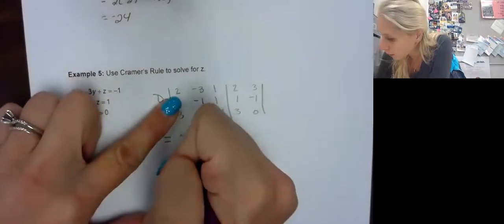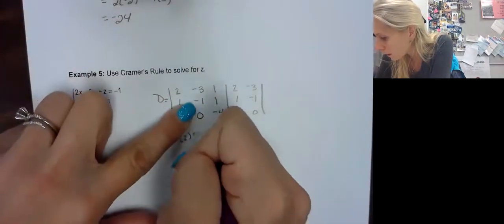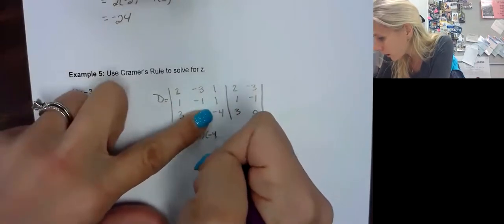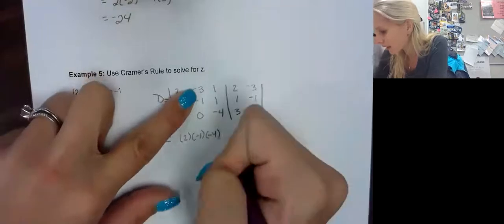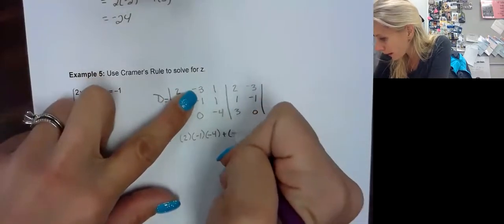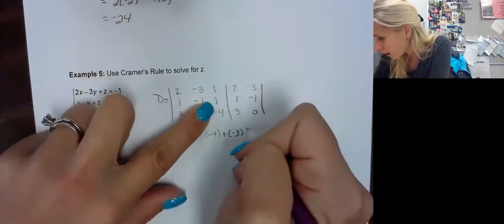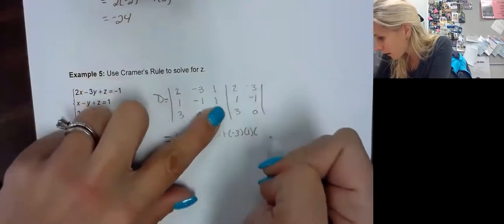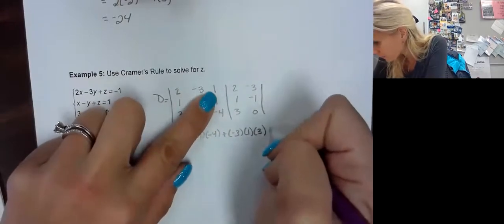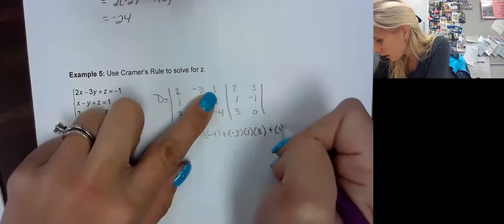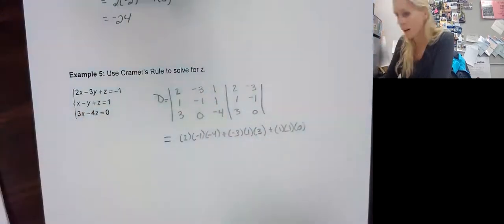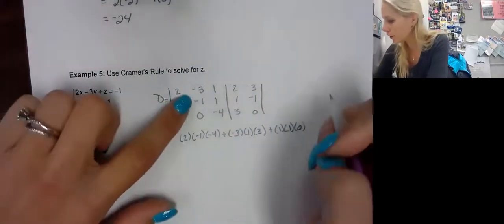So I go 2, -1, -4. I'm still adding because I'm starting at the top. So add the -3, 1, 3. Add still again. 1, 1, 0. Okay. Hopefully you don't run out of room.